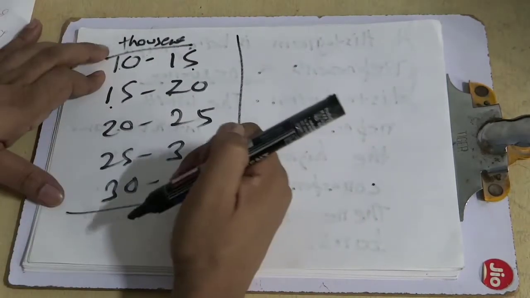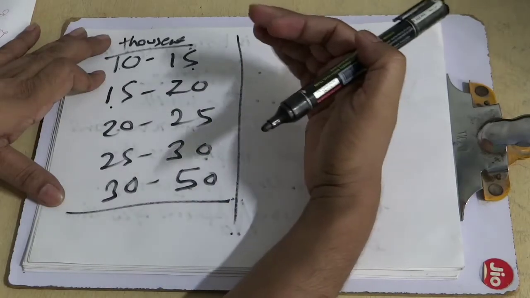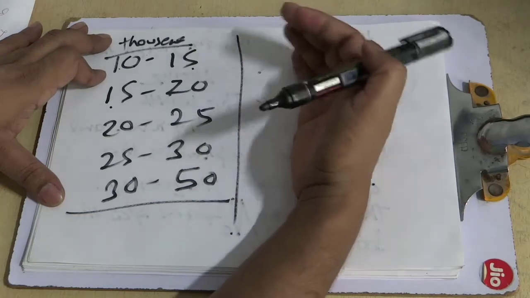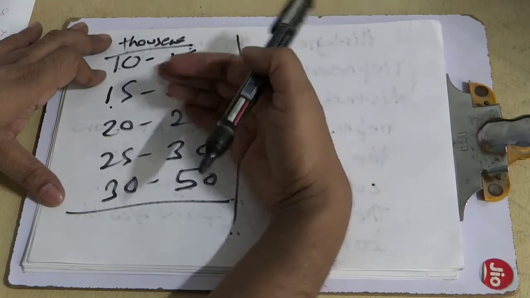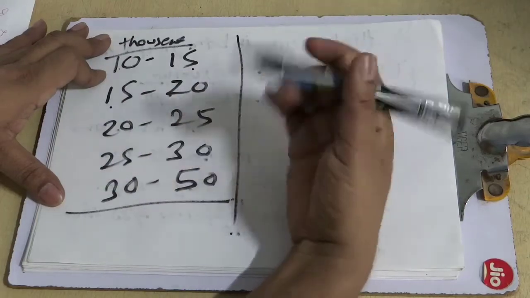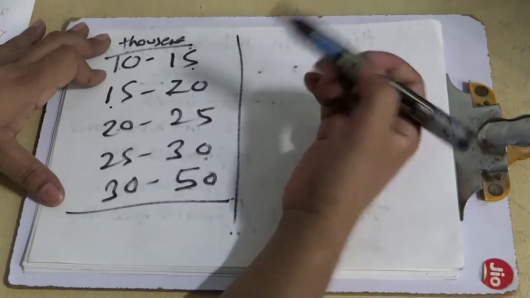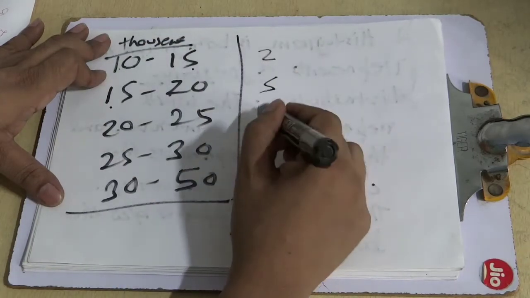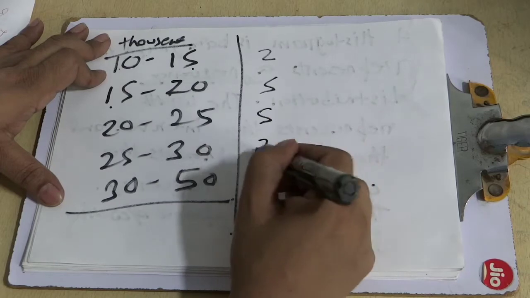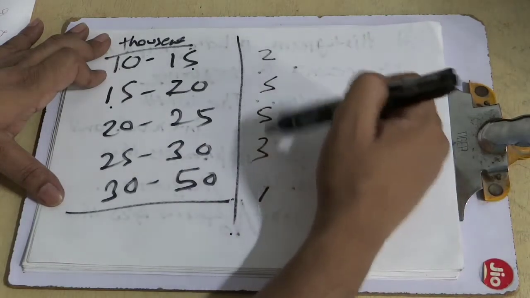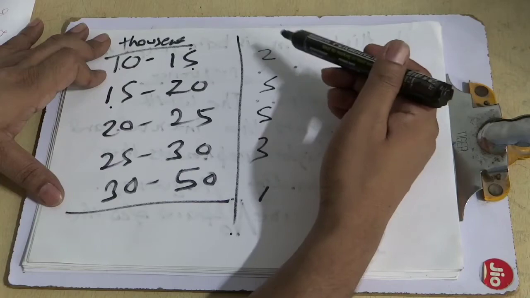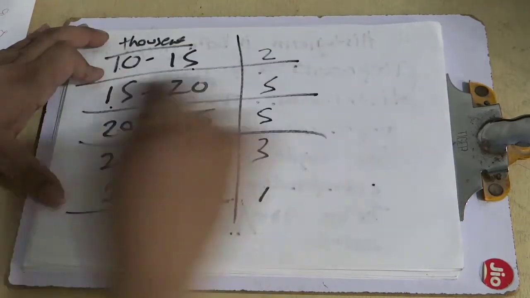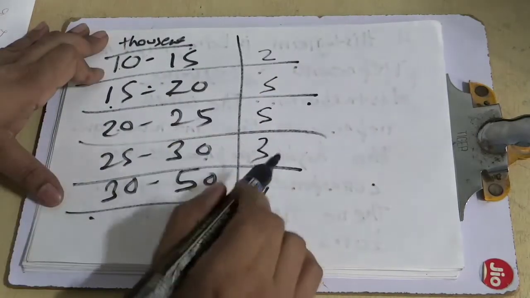Frequency denotes how much data is falling under this interval. For example, if this is an income, or it may be anything, between 10 to 15 there may be 2, 3, 5, 3, or whatever. This is called the frequency, that is how many times data or variables come under a particular interval. So this is an interval and this is a frequency.